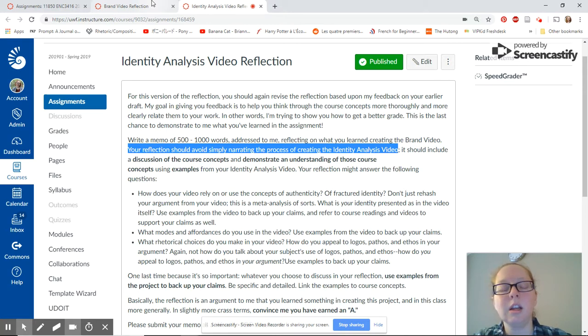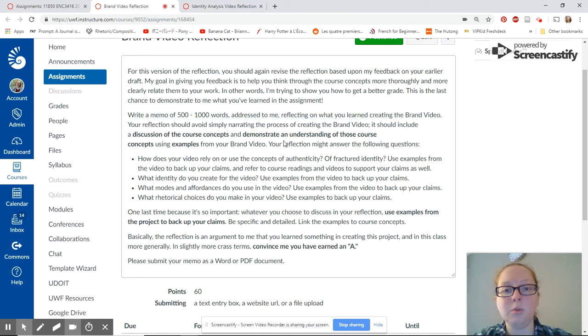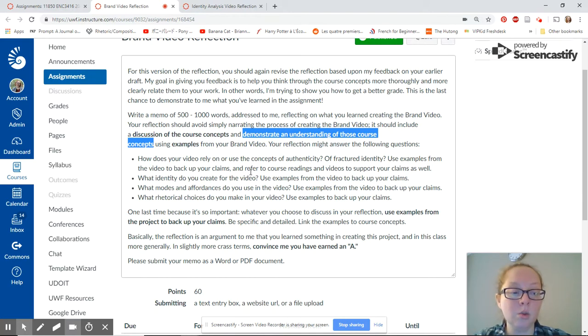It's called a reflection, and you've maybe done reflections in other classes before, but it's called that because I didn't know what else to call it. It's not supposed to be reflecting on the process. It's supposed to be reflecting on the choices you made in creating the assignment, because the goal is for you to include a discussion of the course concepts and to show me that you understand those concepts by using examples from the video you created.